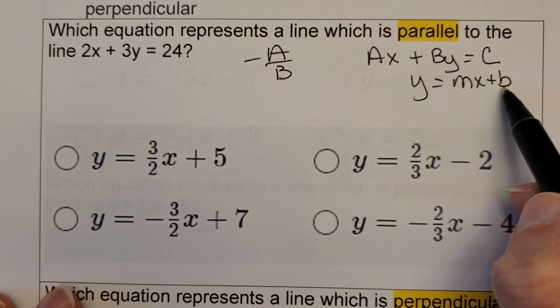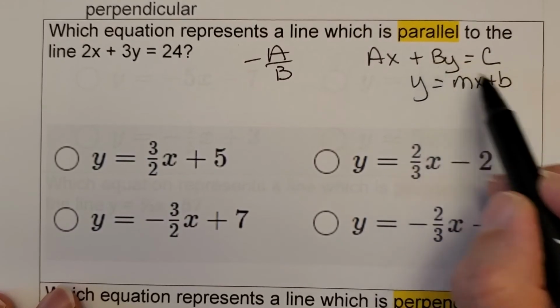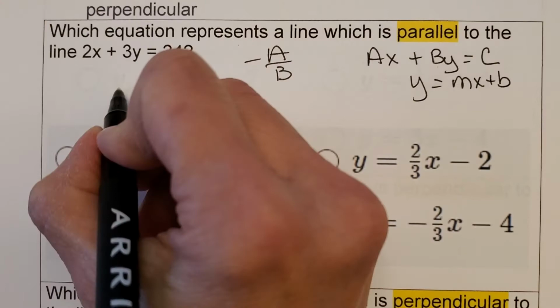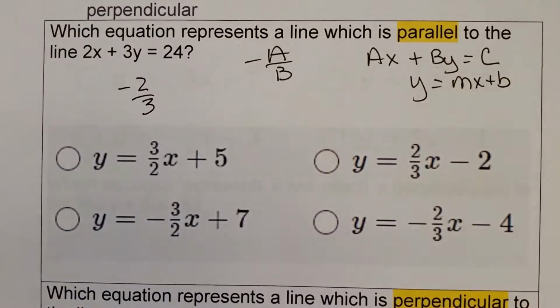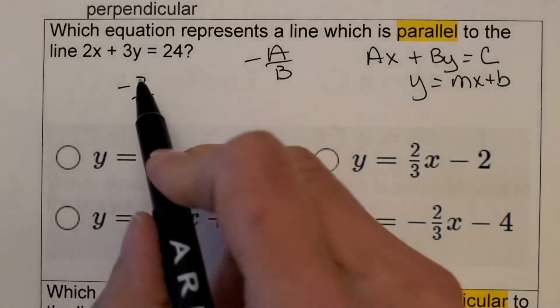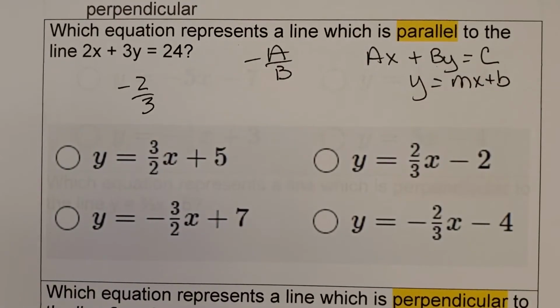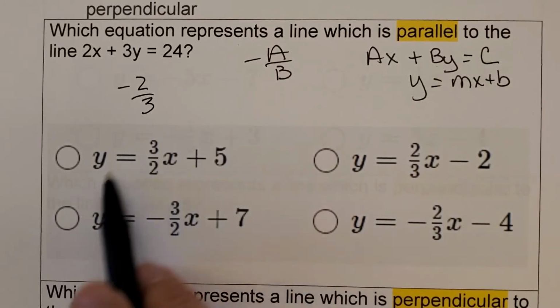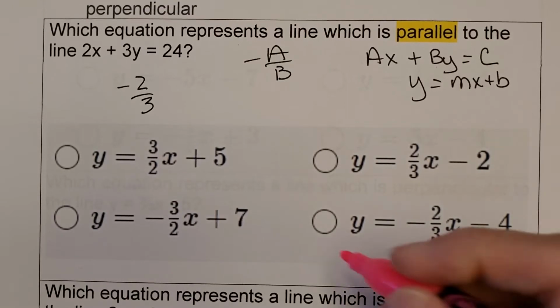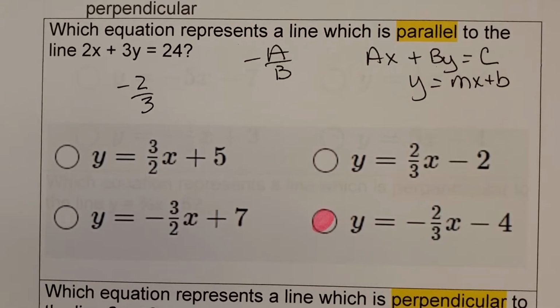And notice that's a lowercase b, that's an upper capital B. Those are not the same. All right, so if I do -a over b, I get -2/3. So I'm looking for the slope that has -2/3. And these are nice and beautiful for me. They're already in slope-intercept form, so I can tell this is the one. So I'm going to check that little box.